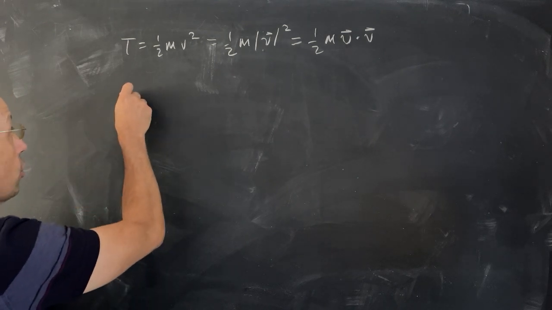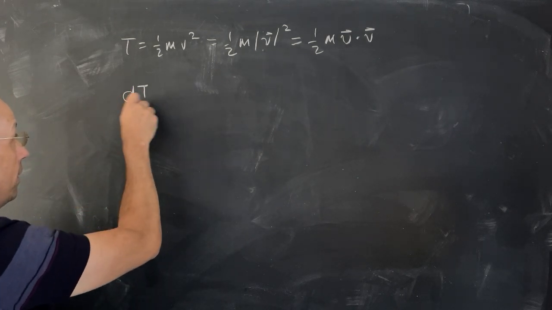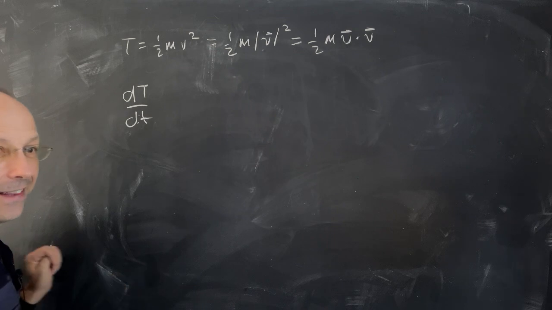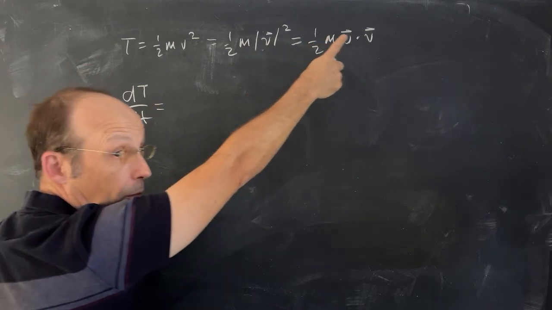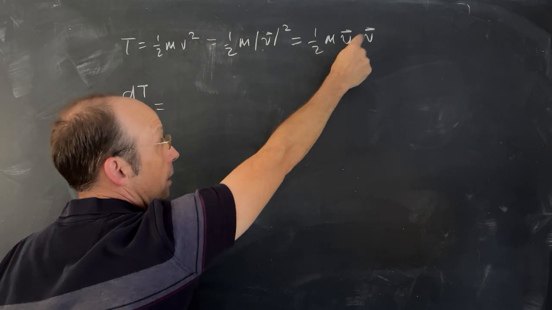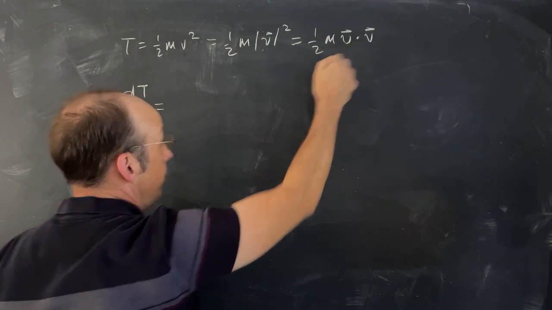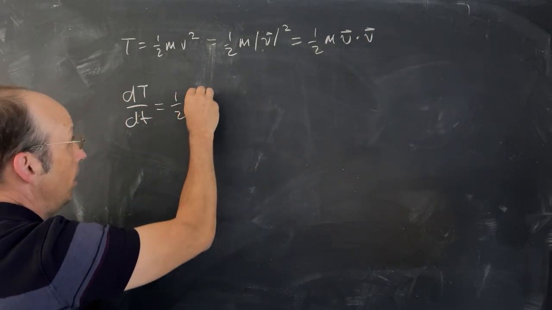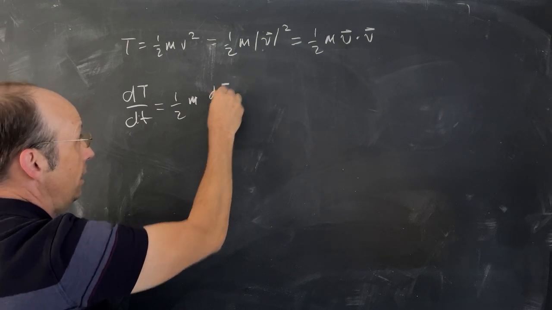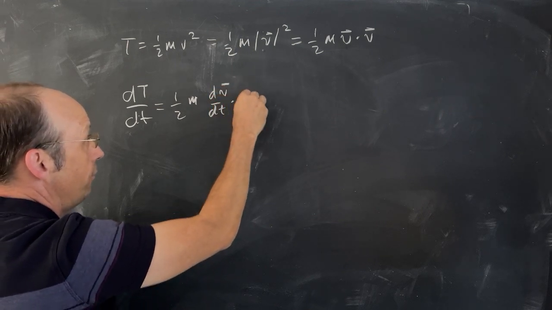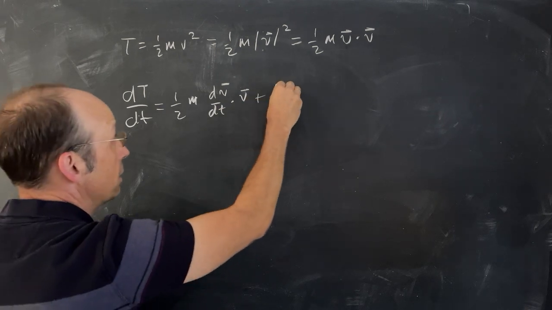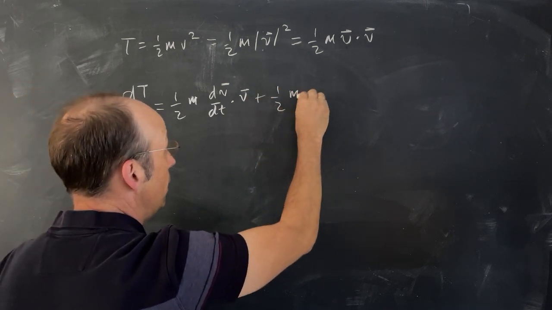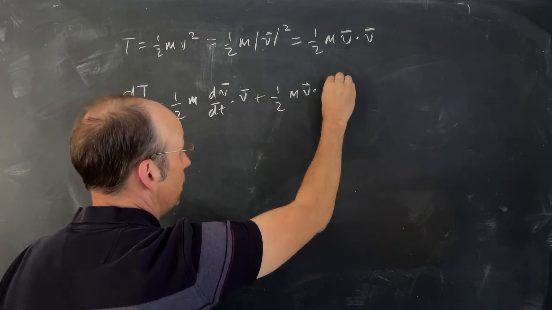So now let's take the derivative of the kinetic energy with respect to t. The mass is constant, but I do have a product, so I need to take the derivative of that times that plus this times the derivative of that. So I get 1/2 m dv/dt dot v. That's still a vector, and I'm still going to have the dot product, plus 1/2 m v dot dv/dt.